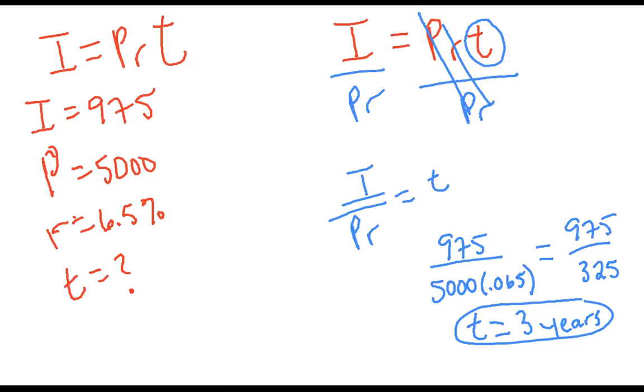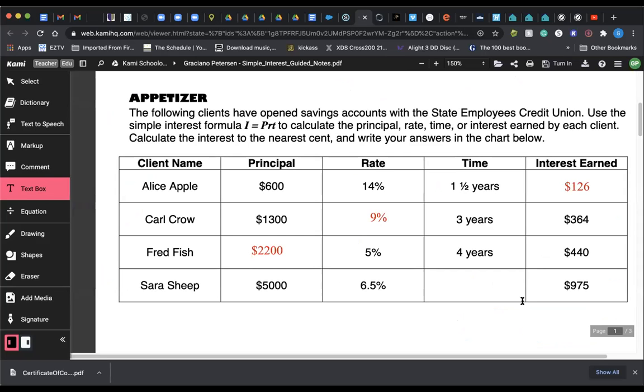All right, so I'm going to go put that back into my chart now. All right, so 3 years for her to earn that money. All right. Okay, no worries, Michelle.